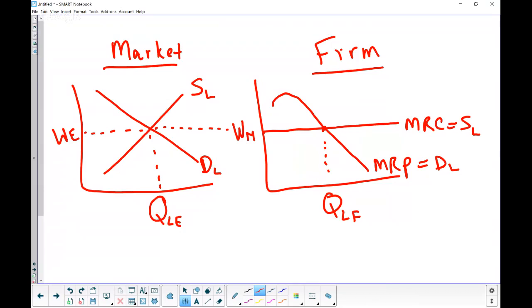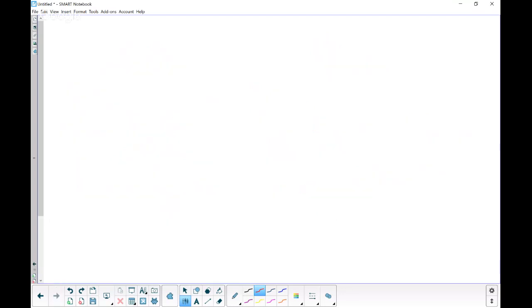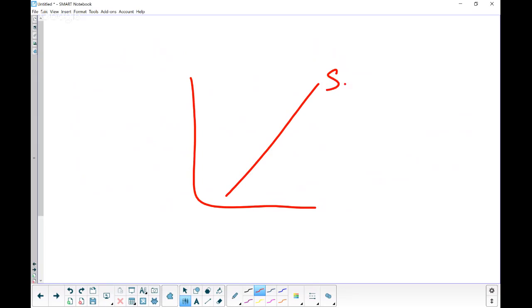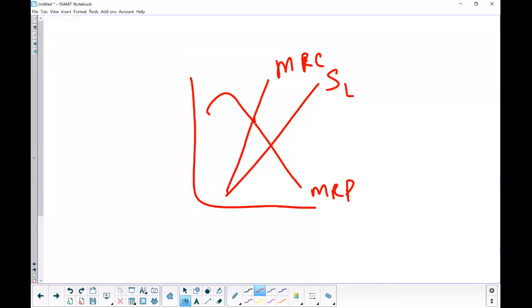Monopsony, you're probably going to see one graph. I'm not really concerned with it. Monopsony, I'm not trying to dodge that, but we are running out of time. Monopsony, just understand it's the complete opposite of a monopoly. So we've got our increasing supply for labor, what we're willing to supply. Our MRC is here. And then our marginal revenue product is here. We're going to produce where MRP equals MRC.